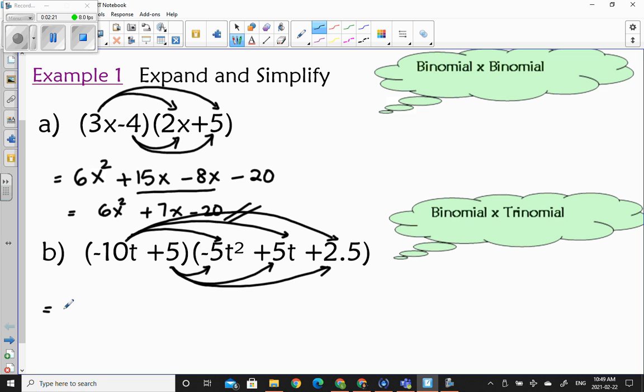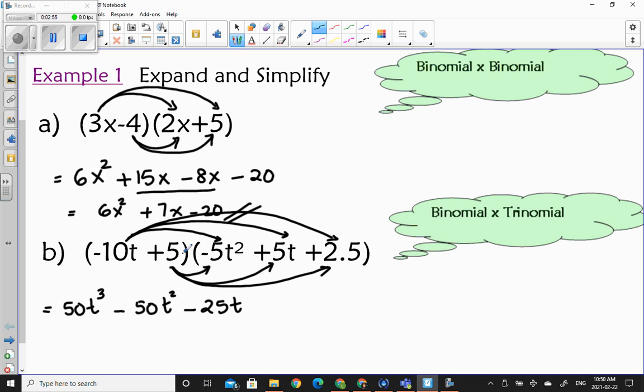Again, pay attention to what is the sign, what is the coefficient, and what is the variable. So negative times negative is positive. 10 times 5 is 50. t times t squared is t to the power of 3. Negative 10 times 5 is negative 50. t times t is t squared. Negative 10 times 2.5, negative and positive, so it's negative. And 2.5 times 10 is 25. And then you have a t. So now we've multiplied the negative 10t with all of these three terms.